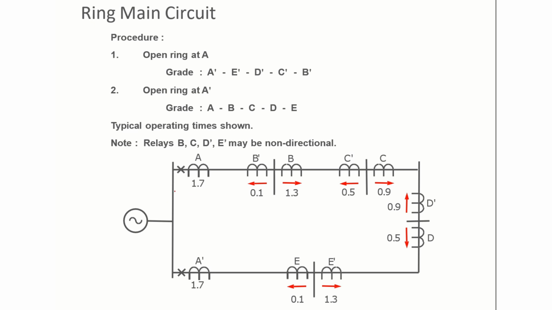So if we have this kind of ring connected system, then first of all, in case of coordination, what we have to do, we have to consider that this point is open and the current can flow only from this end. And then second case, we have to consider that this point is open and the current can flow like this.